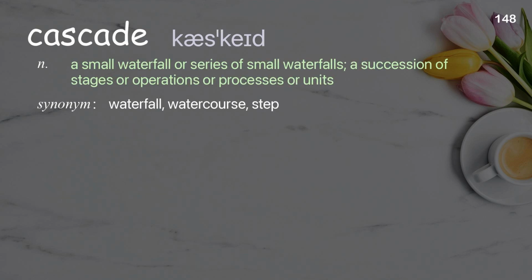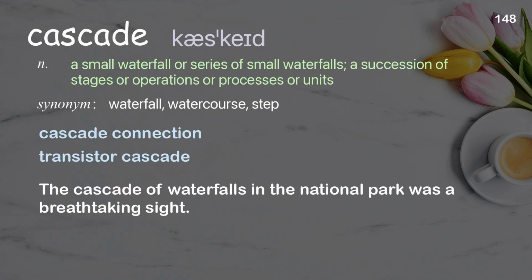Cascade. A small waterfall or series of small waterfalls, a succession of stages or operations or processes or units. Examples: Cascade connection. The cascade of waterfalls in the national park was a breathtaking sight.